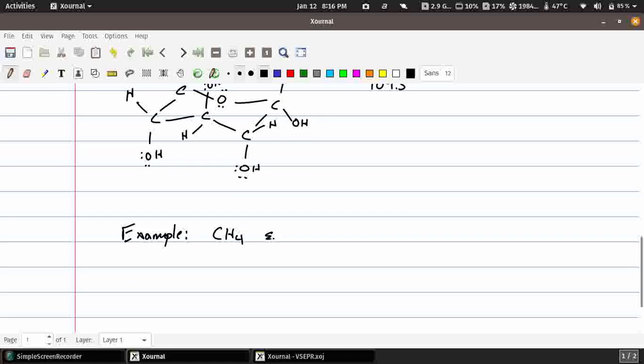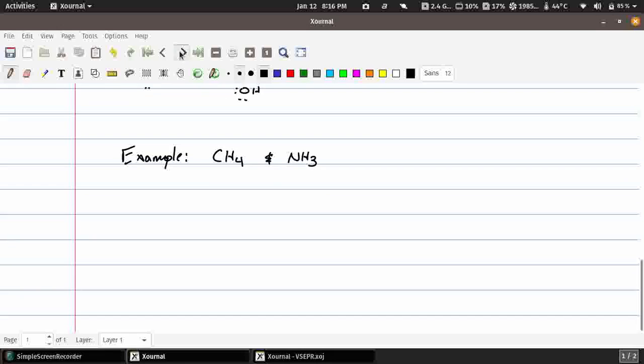and we're going to be using for our example CH4 and NH3. So I'm going to be referring to those as methane and ammonia from here on out, because that's what they are called. Now, I'm going to go to the next page.